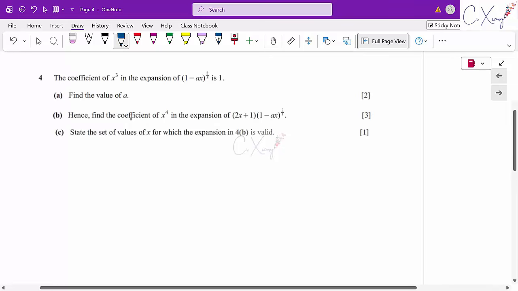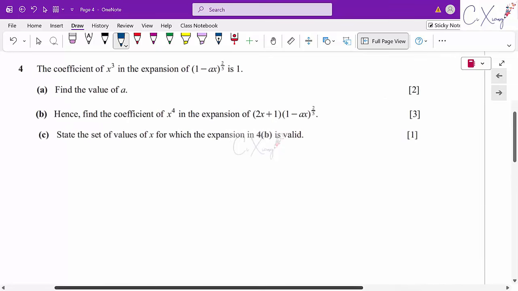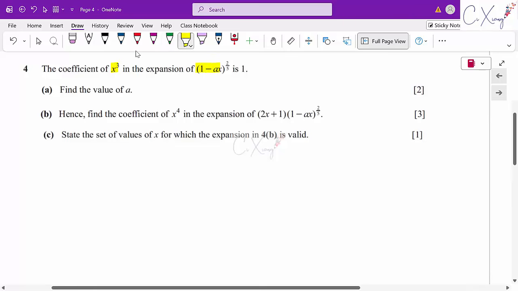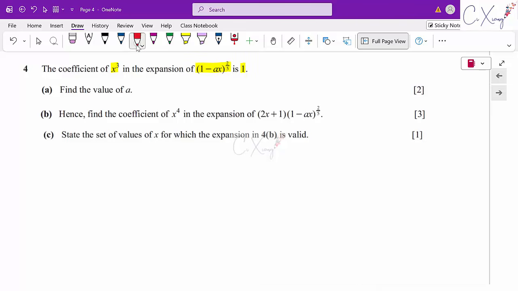So next one, let's have a look at question number 4. We are given that the coefficient of x power 3 in the expansion of this particular bracket with power 2 over 5 is 1. So find the value of a. To get the coefficient of x power 3, we have to expand this bracket with power by using binomial expansion. So let's start with the binomial expansion first. What is the formula for this binomial expansion? Just a recall again.